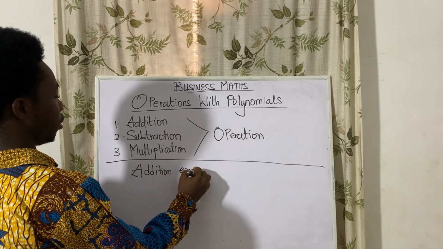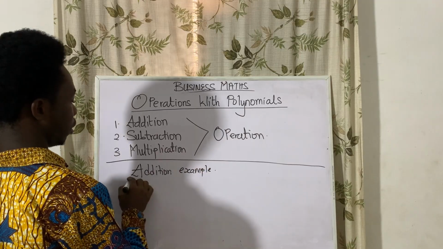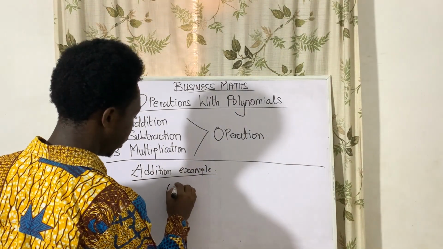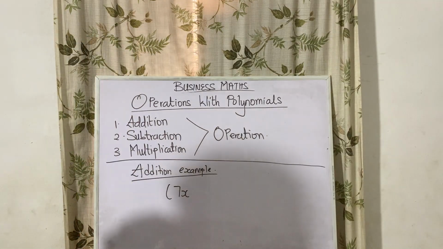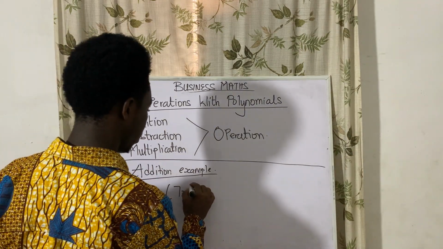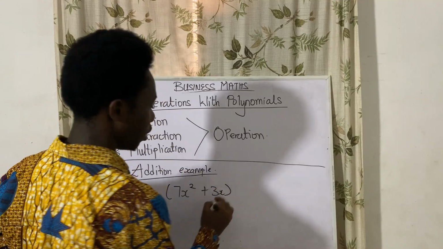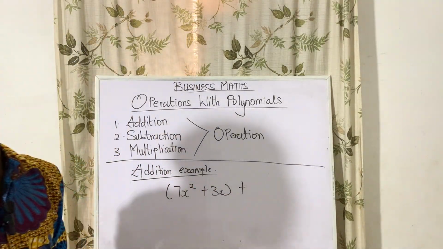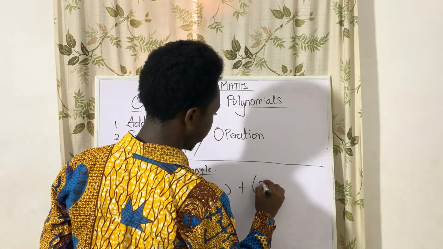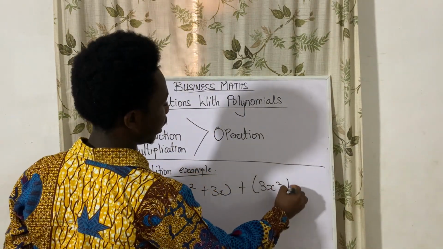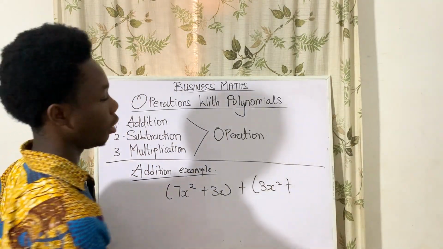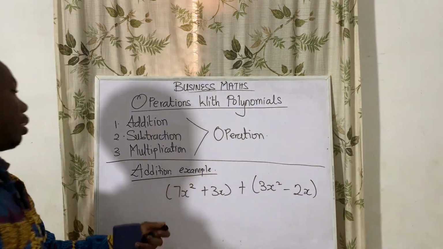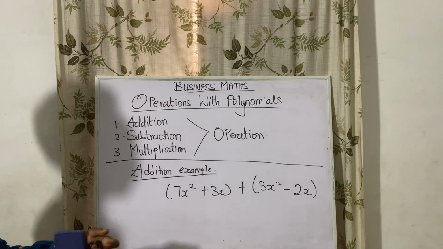Addition example over here. So we have 7x squared plus 3x, so plus 3x, plus 3x squared plus, minus 2x. So this is the addition example we have here.